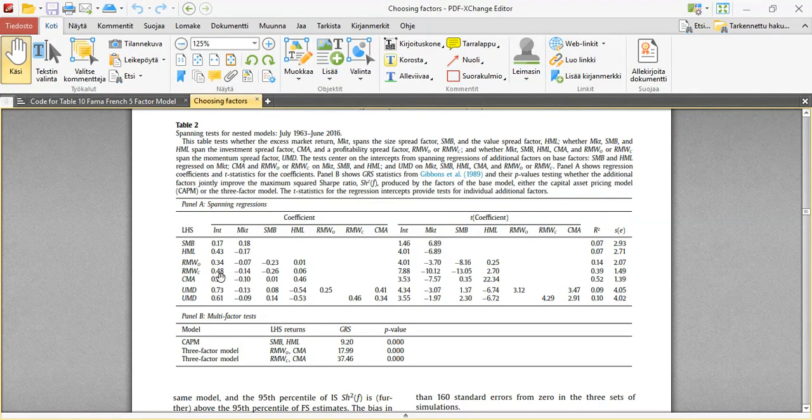Most importantly here, the intercept term is 0.48% per month that remains unexplained by exposures against the three-factor model. We see that this intercept term is highly significant. The corresponding t-statistic is 7.88, much larger than 1.96, so significant on any level.